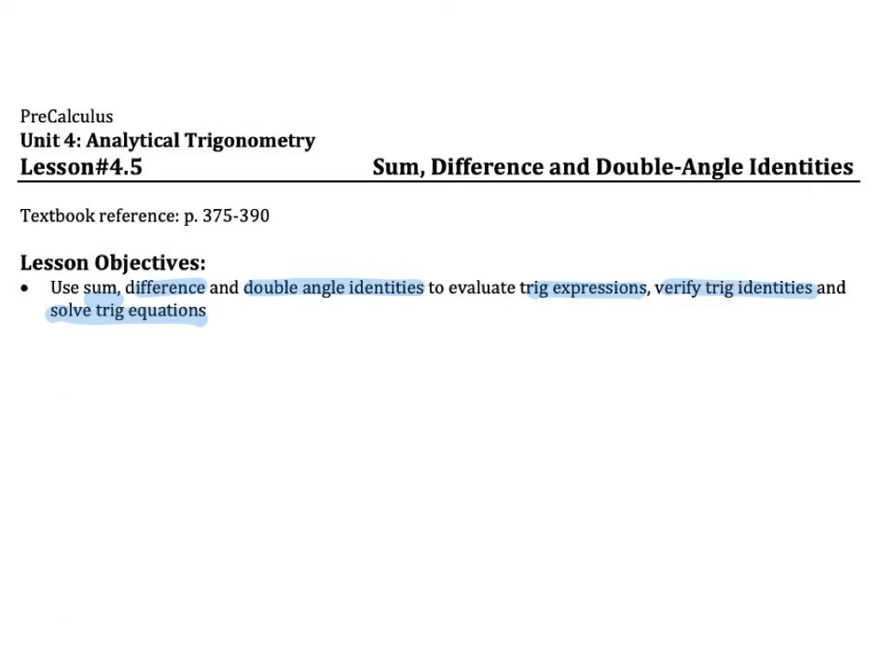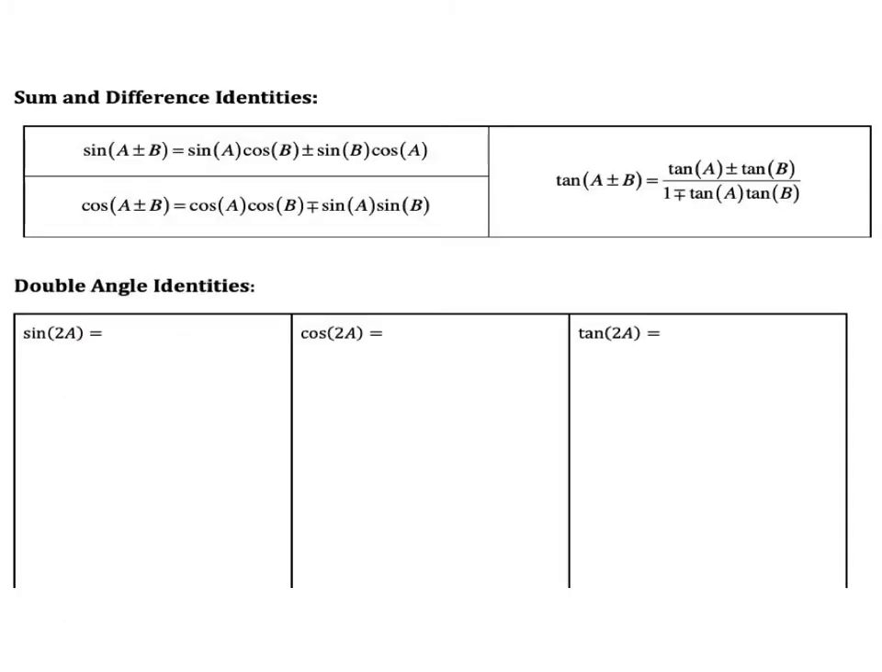And in order to do that, we first need to talk about the formulas. So here are our sum and difference identity formulas. These are on the yellow sheet, so you will have those sitting in front of you. Notice here we have sine of A plus B. So if you have a plus sign between two angle measures, that's going to equal sine of the first angle times cosine of the second angle, and then, since it's a plus sign, plus sine of the second angle times cosine of the first angle.